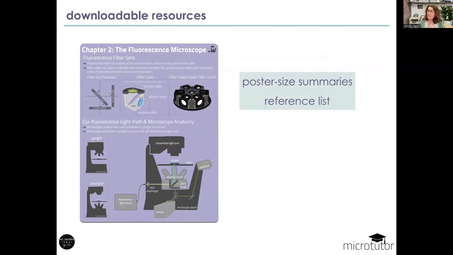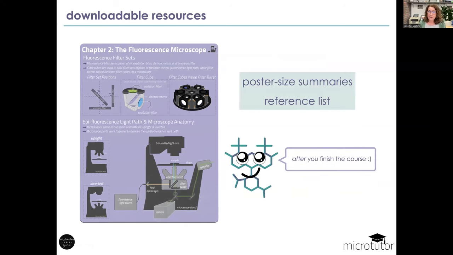There are also some downloadable resources associated with Microtutor, which includes poster-sized summaries of each chapter that you can have for yourself, print out, hang around your lab. Reference lists for all of the material that we've covered. And of course, these will only be available to you after you work through the course. They're the bonus at the end.